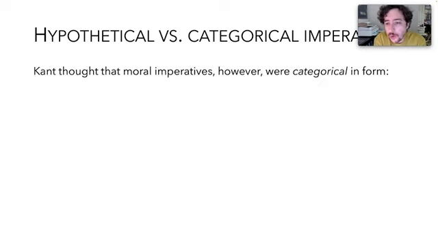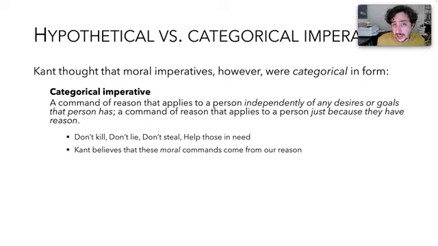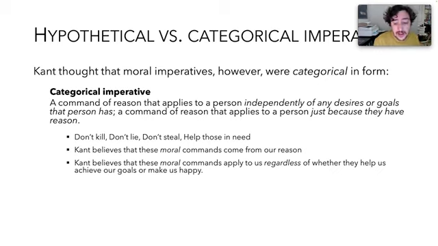But Kant thought that moral imperatives were categorical in form. A categorical imperative is a command of reason that's going to apply to a person independently of any desires or goals that person has. There's no ifs, ands, or buts about it. So Kant thought that moral imperatives were like this, that don't kill, don't lie, don't steal, and help those in need were categorical imperatives. These were commands that came to us from our reason, from our rational nature, but those commands applied to us regardless of whether they would help us achieve our goals or make us happy.